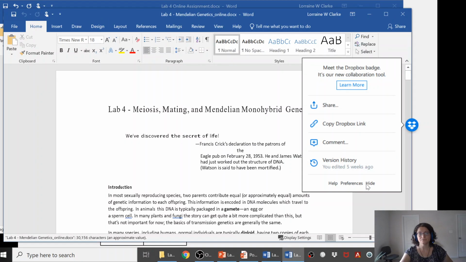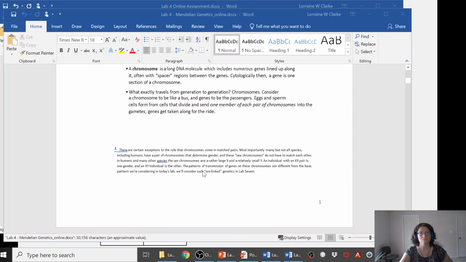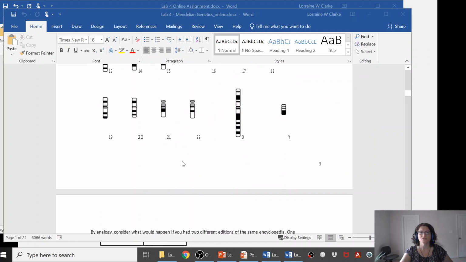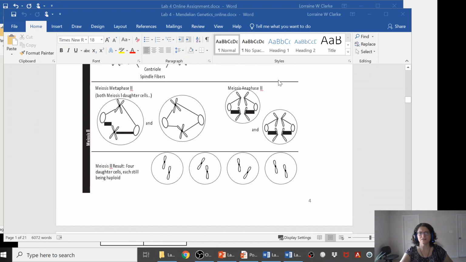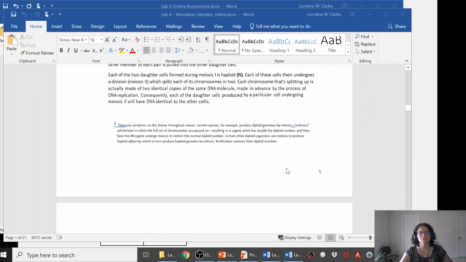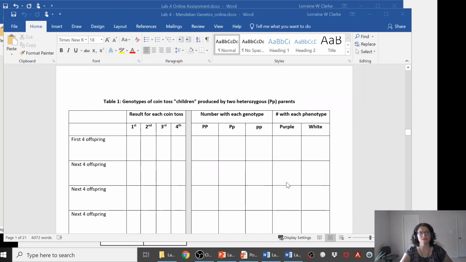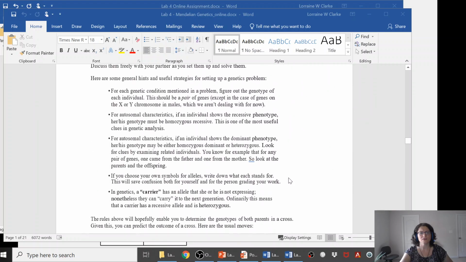All right. Gives you all the information I've already walked through. Here's these pairs of chromosomes, etc. Here's how meiosis works. Okay? All of that. The Mendelian, coin flip genetics. Okay.